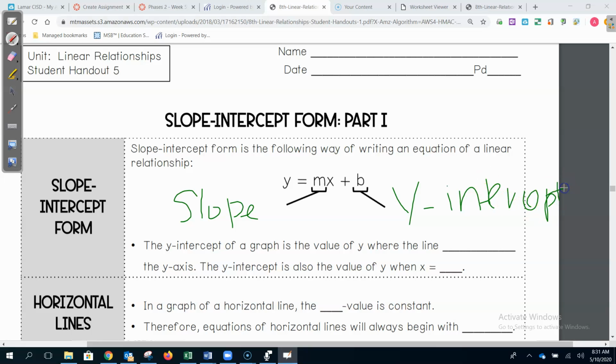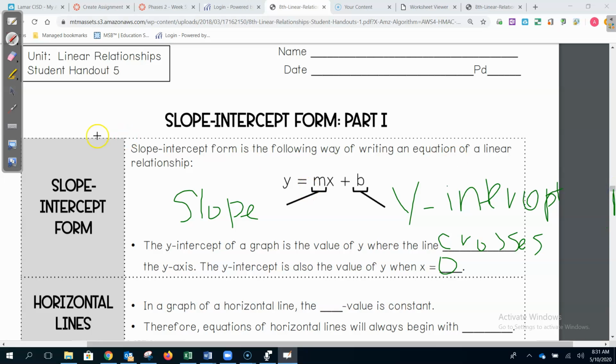We also talk about this as being the beginning, like where the line actually starts on the graph. So the y-intercept of a graph is the value of y where the line crosses the y-axis. The y-intercept is also the value of y when x equals 0. We're not going to worry about the horizontal lines and the vertical lines because I honestly think that kind of messes things up. I don't think we need that.